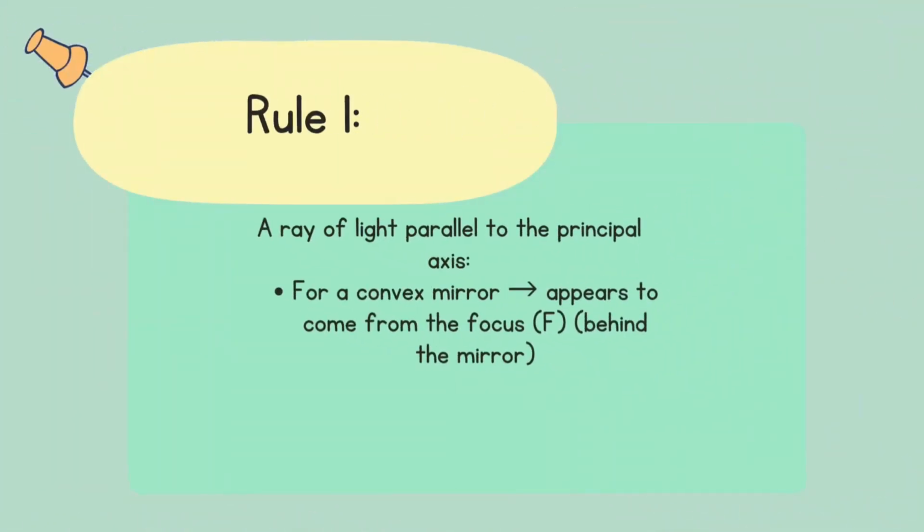Rule 1. A light ray traveling parallel to the principal axis of a convex mirror after reflection appears to come from the principal focus, F, behind the mirror. Let's try to understand this rule with the help of a ray diagram. Here, the incident ray travels parallel to the principal axis and strikes the convex mirror. After reflection, the reflected ray diverges outward and appears to come from the focus, F, behind the mirror.